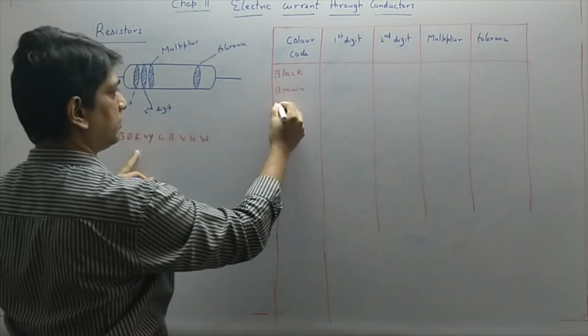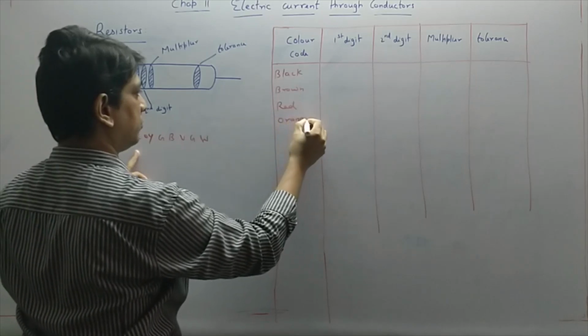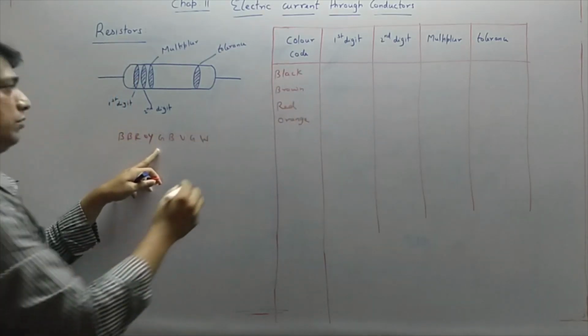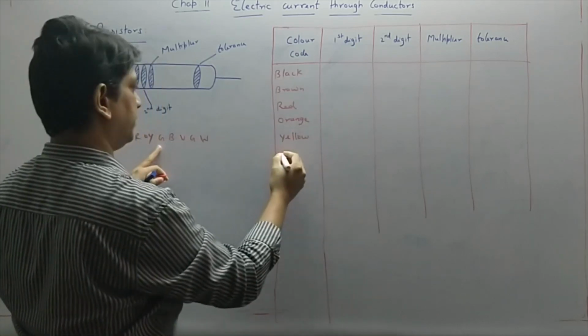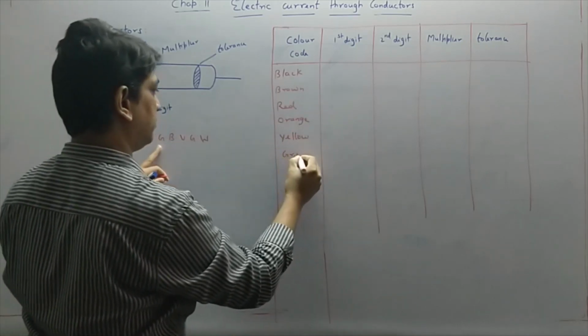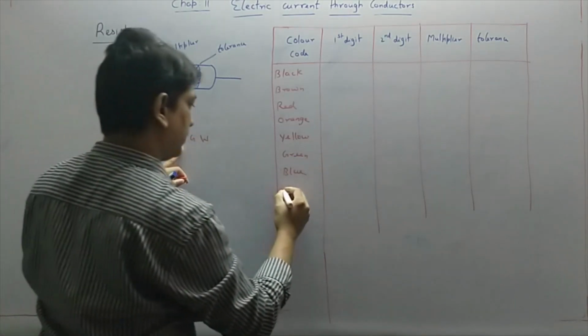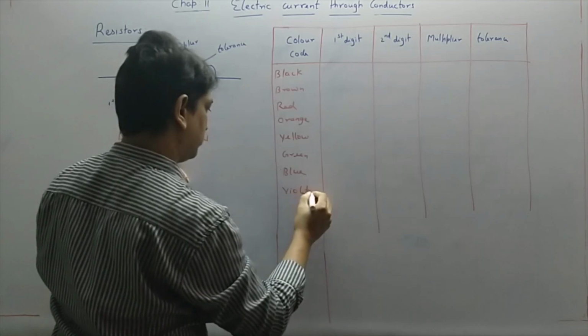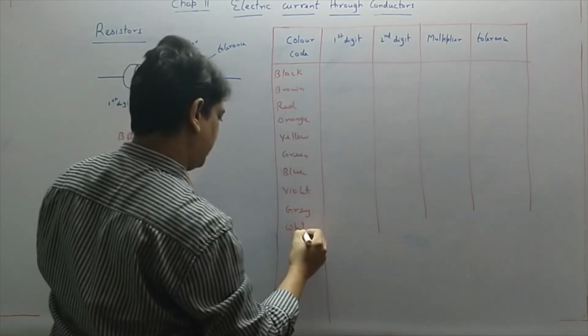B.B. Roy of orange. B.B. Roy, orange and yellow, of Great Britain, that is green, Britain, that is blue, has very good grey wife, that is white.